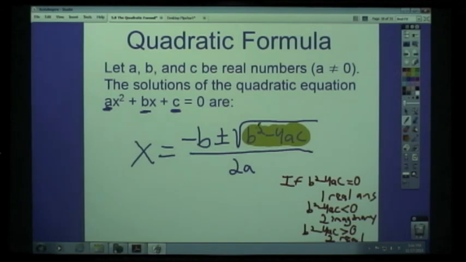And guys, think about it. It should make sense. If this is 0 inside here, it's going to cancel out the entire square root here. And so it's going to be negative b over 2a, which is the vertex. That means that will be the only point that crosses the x-axis. That's why you would only have 1 answer if all of this stuff ended up being 0.